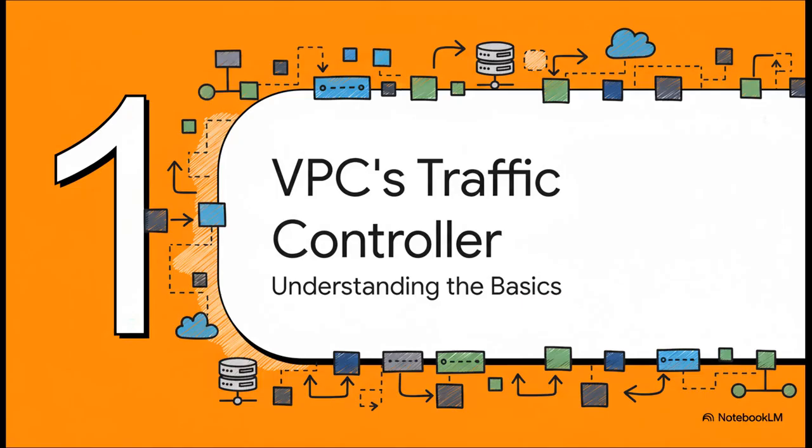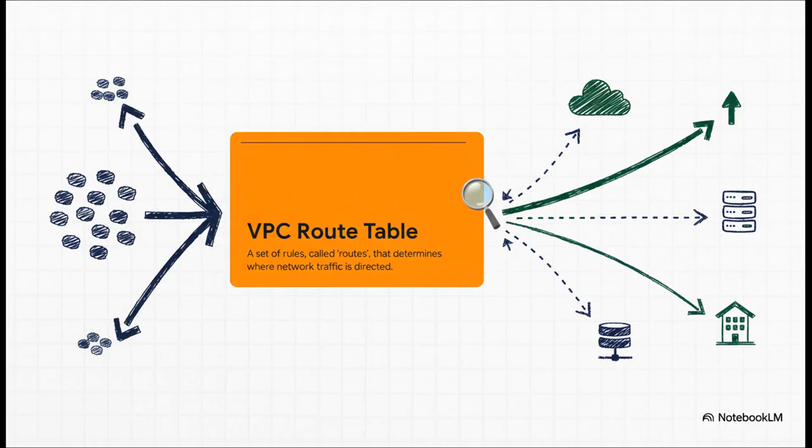The answer to that question all comes down to one thing, what I like to call the VPC's traffic controller. This is the component that's in charge of directing every single packet of data to exactly where it needs to go. And that's really all it is. A VPC route table is basically just a rule book, a set of simple instructions. Each one of those rules is called a route, and its entire job is to look at a piece of data and say, okay, you go that way. Every single packet that leaves a resource has to check this table for directions.